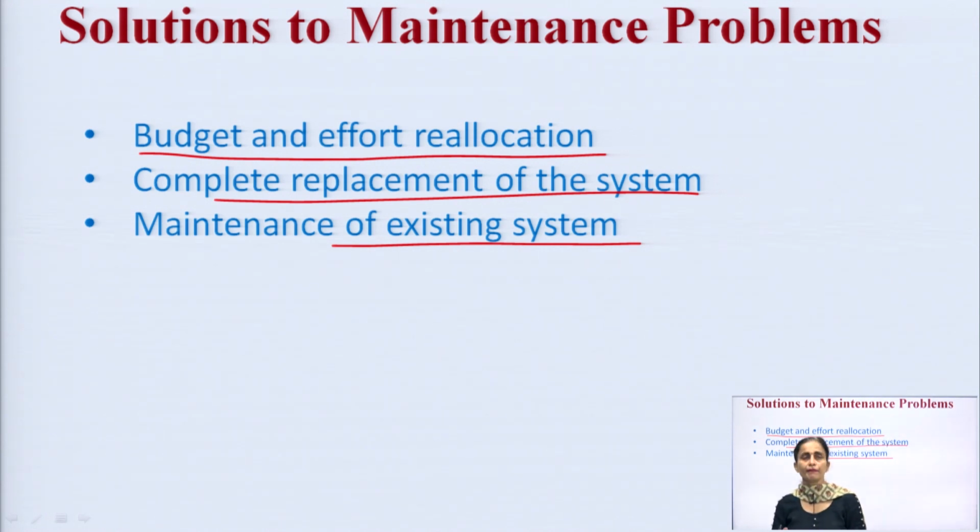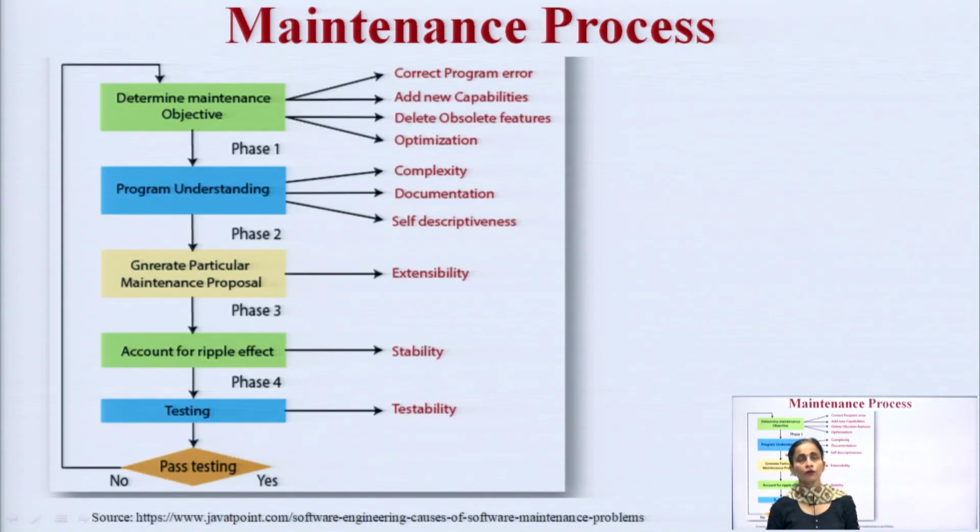I am talking about the changes done for the error correction and for the new changes in the user requirements, but simultaneously I have to take care of the existing system maintenance. How I am taking care of the existing things, that is my third parameter, maintenance of existing system. Now, let us discuss the maintenance process, the phases of this maintenance process one by one.